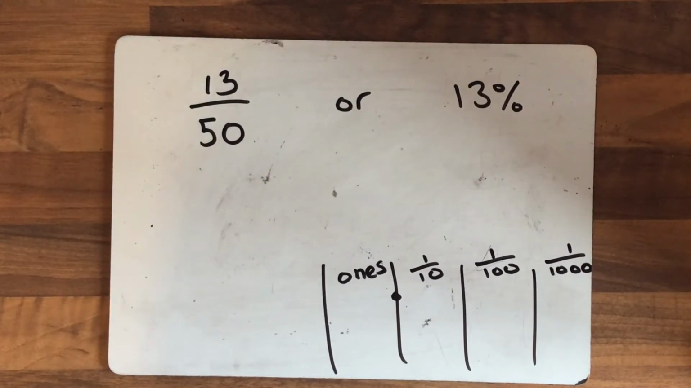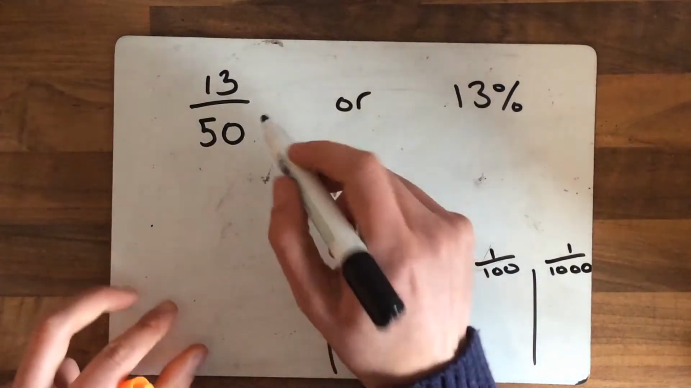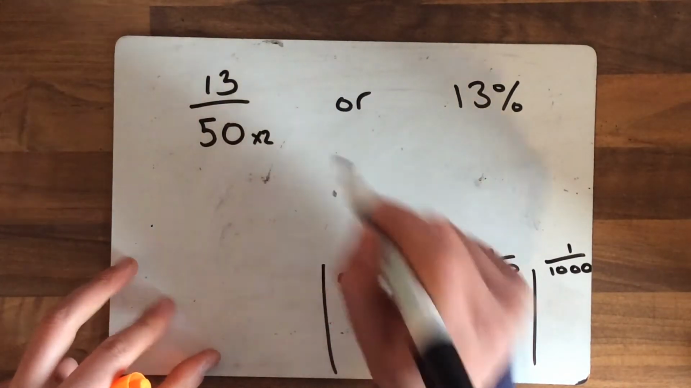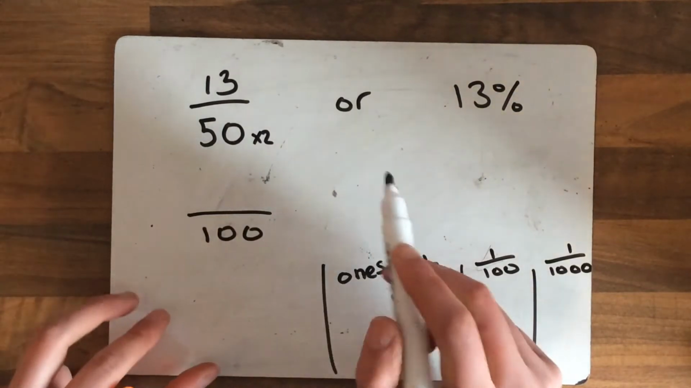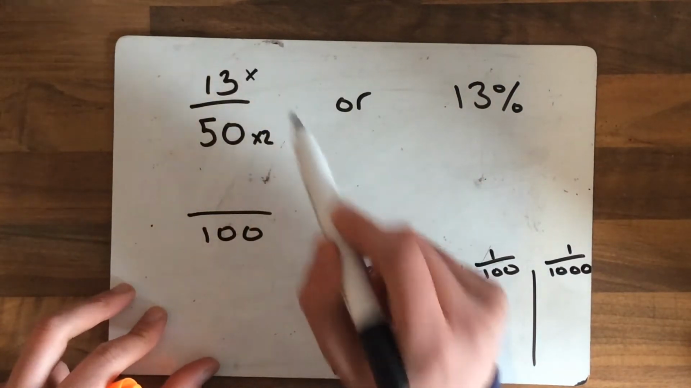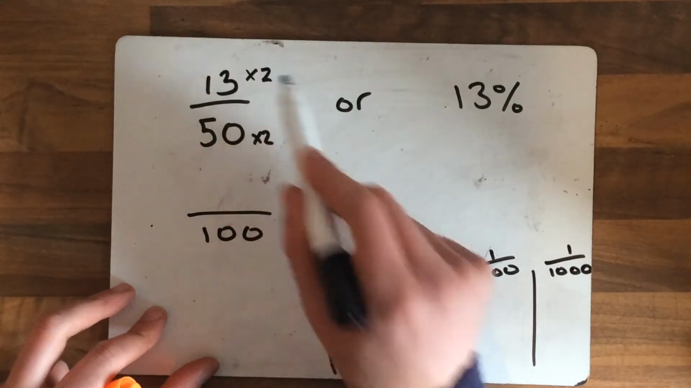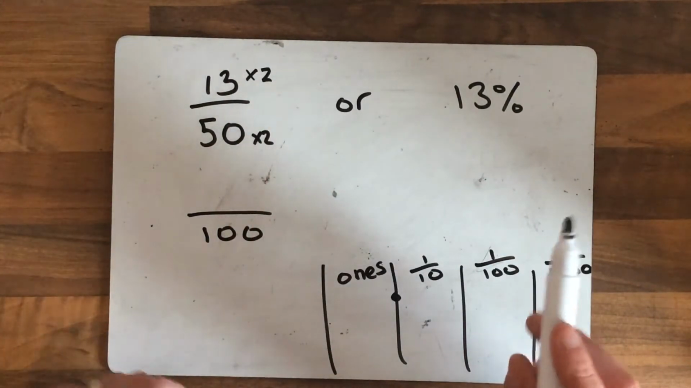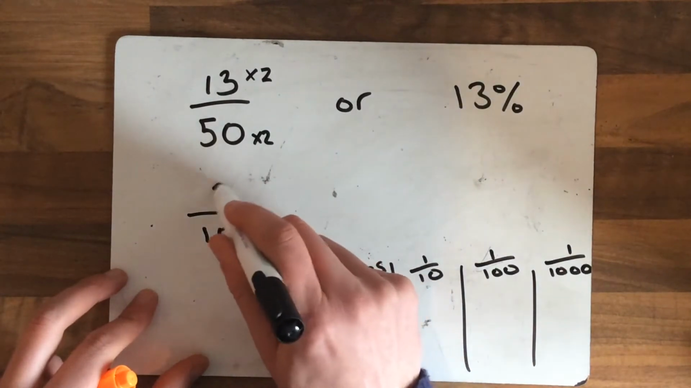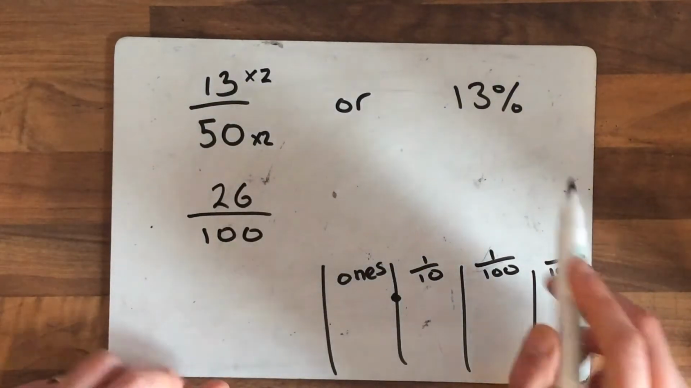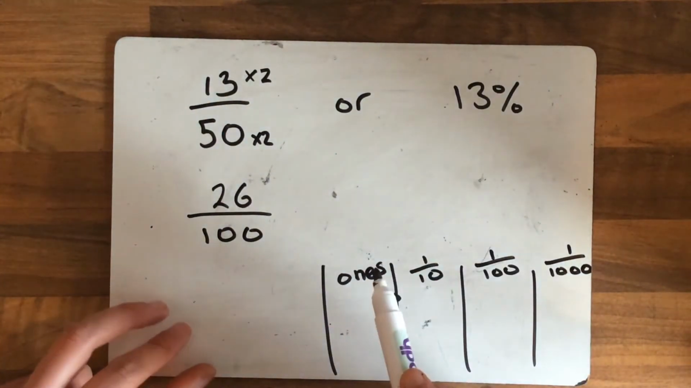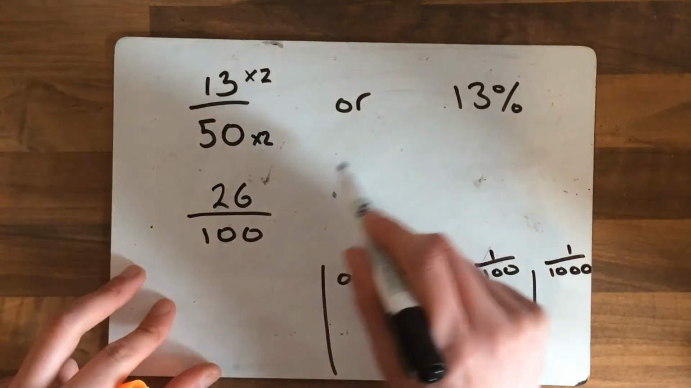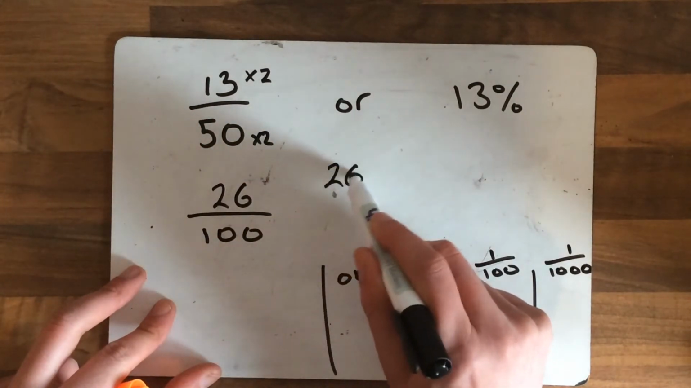Remember, percent is measured out of 100. So what do I need to do to this 50 to turn it into 100? Hopefully you've all spotted that needs to be times by 2 to turn it into 100. Remembering to make sure it's an equivalent fraction, the 13 also has to be times by 2. 13 times by 2 is 26. Now we can compare them accurately. Now this has been split up into 100 parts, just like this one has. So this as a percentage would be 26%.